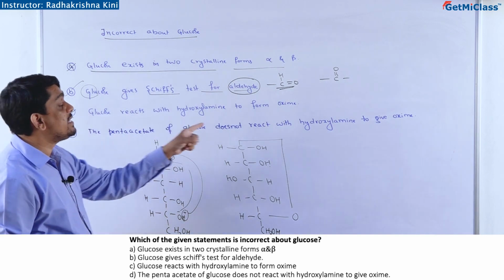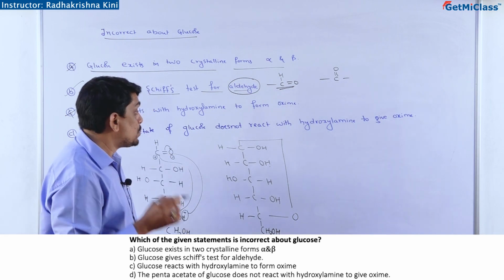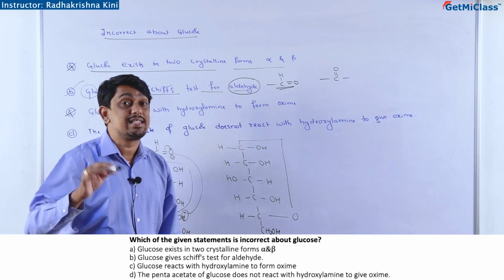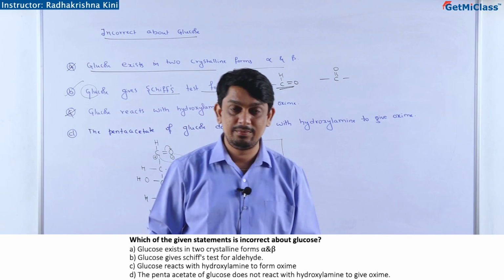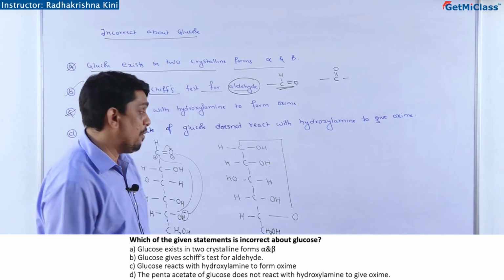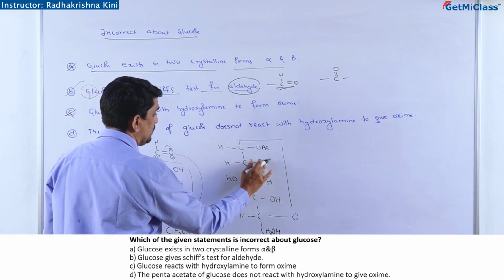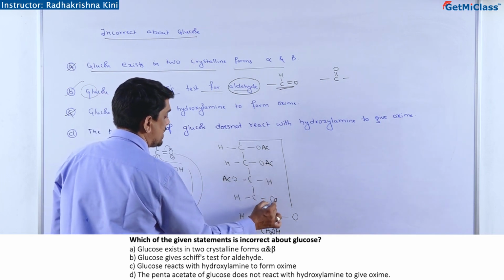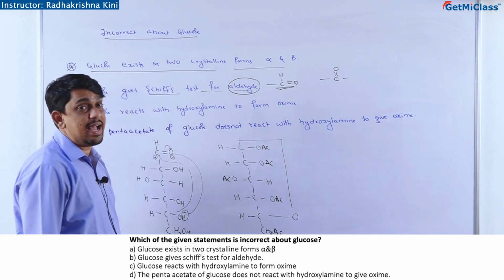Now the pentaacetate of glucose does not react with hydroxylamine to give oxime. Students, we should know this, the pentaacetate of glucose should exist in the cyclic form. It's given in NCERT, so you should know it. Pentaacetate, OH becomes acetate group. This is the shortcut I will say. OH becomes acetate group. So this is glucose pentaacetate.